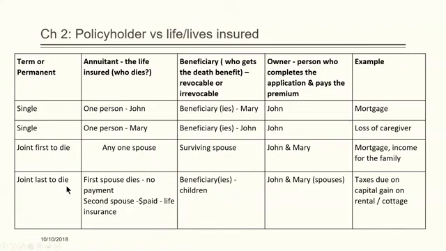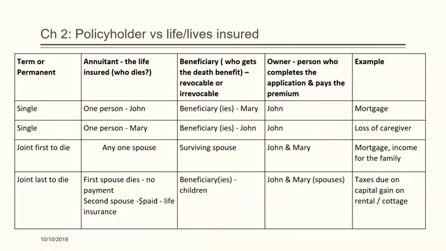Joint last to die means that there are again two owners, John and Mary, spouses. If the first spouse dies, there's no payment. So no money goes out to the surviving spouse. When the second spouse dies, then the death benefit is paid out, the life insurance is paid out. And usually in this case, the beneficiaries will be the children. And so this is usually used for taxes due on capital gain, on rental, or on a cottage.